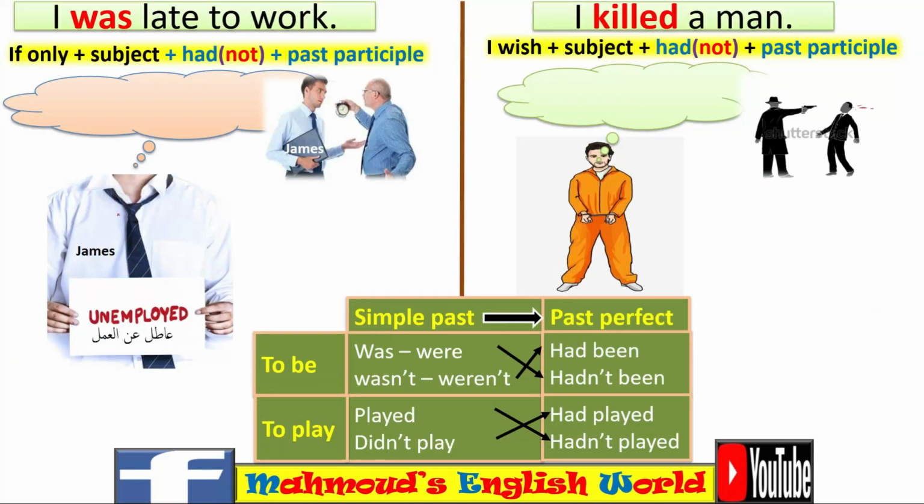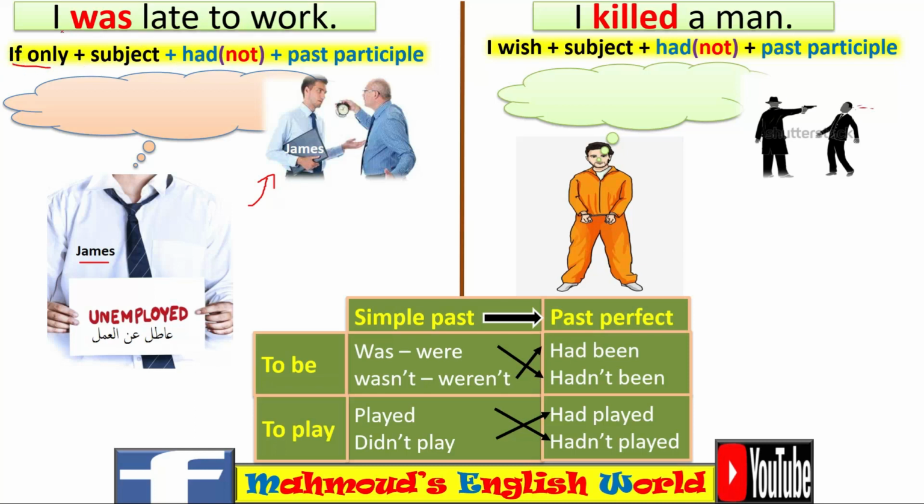Let's have a look at this guy here, James. I was late to work. So this is him in the past. He was late to work. And what happened to him now is that he lost his job and he is unemployed now. So can you express regret using if only plus subject plus had and the past participle?